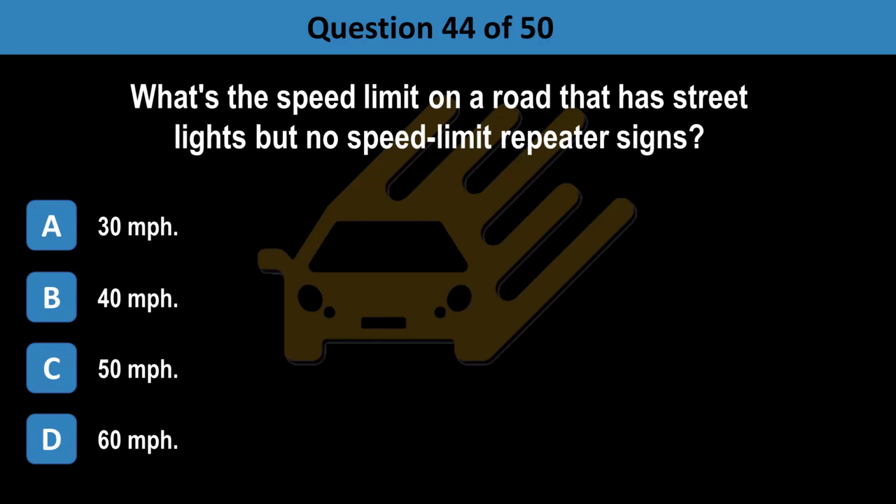What's the speed limit on a road that has streetlights but no speed limit repeater signs? A. 30 miles per hour. B. 40 miles per hour. C. 50 miles per hour. D. 60 miles per hour. The correct answer is A. 30 miles per hour.